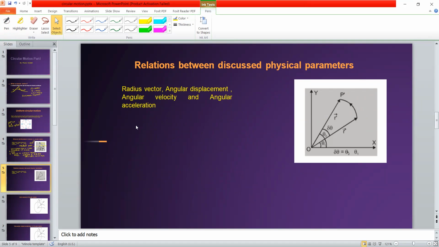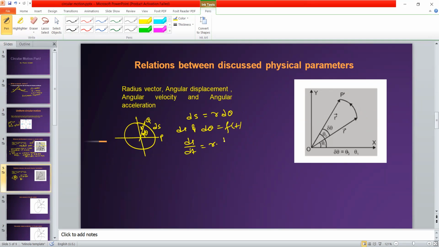Now, suppose the particle is at this point P and it has traveled to this point Q. This is theta. This is the small displacement ds. This is the radial vector r. And we may write ds is nothing but r theta. Let's take this angle as d theta, a small angle. Then ds and d theta are both functions of time, so you may differentiate it. ds by dt is equal to r d theta by dt. So we got the relationship v equal to r into omega.